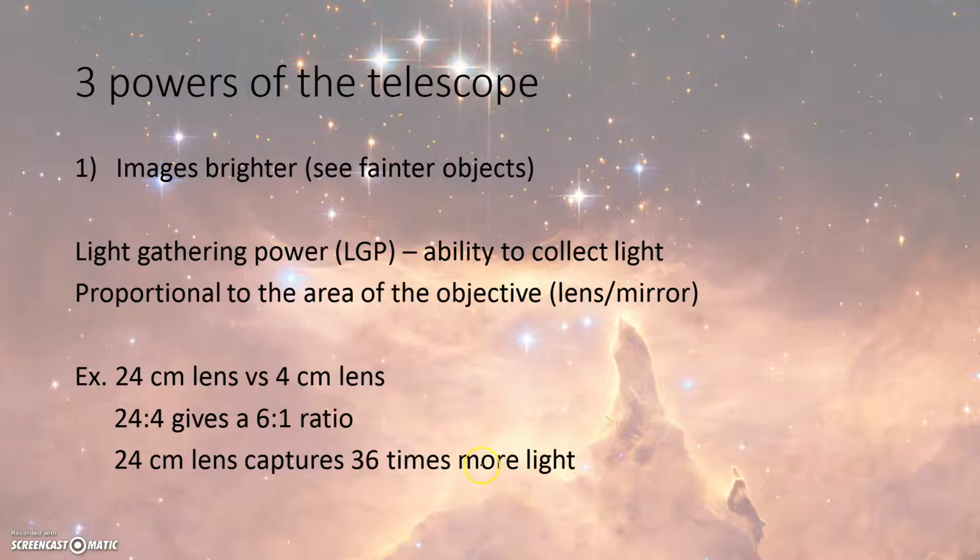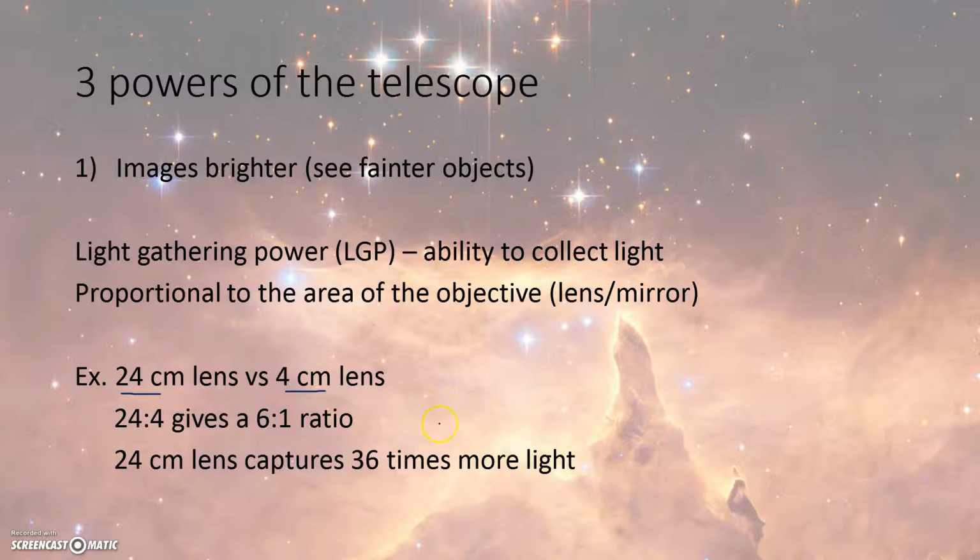So it makes things brighter, and it does that with a light gathering power, LGP, which is the ability to collect that light. The light gathering power is proportional to the area of the objective. In this case, an objective is a lens or a mirror, whatever's collecting that light. Let's say that we have a 24 centimeter lens and a 4 centimeter lens. The ratio between those two is 24 to 4, and if we simplify that, that would be a 6 to 1 ratio. So could we say that the 24 centimeter lens captures 6 times more light, correct?